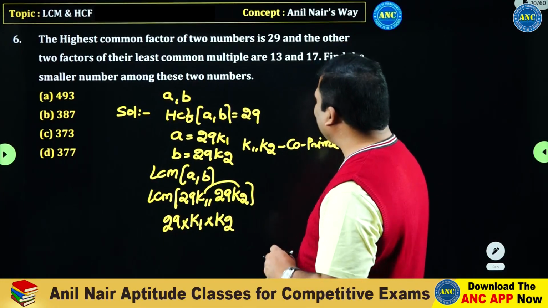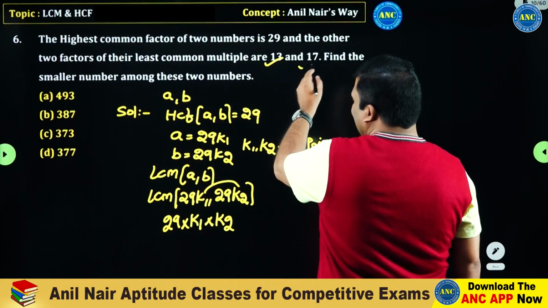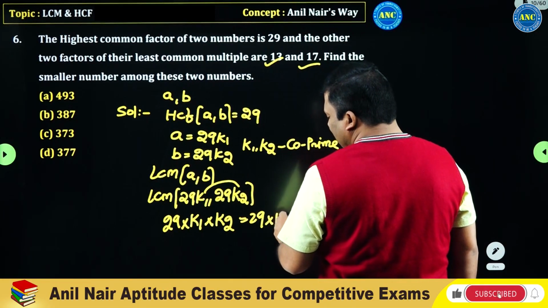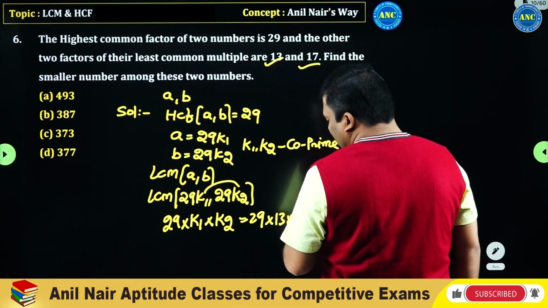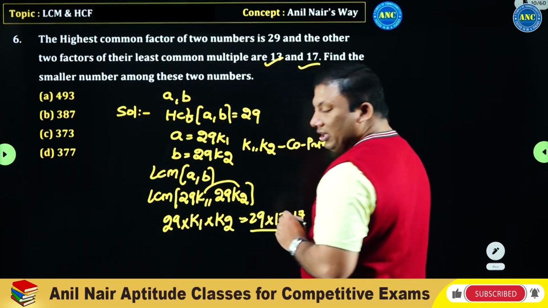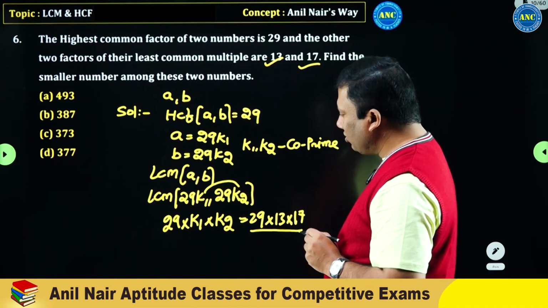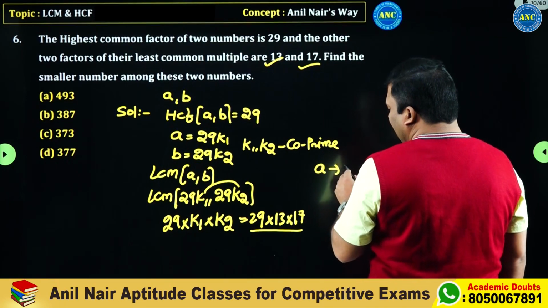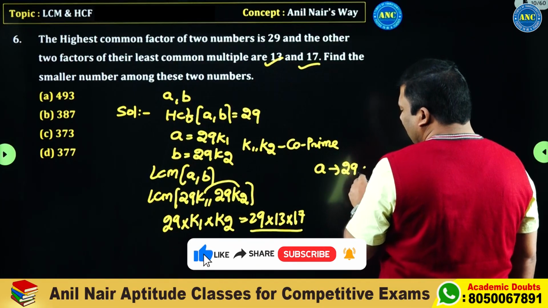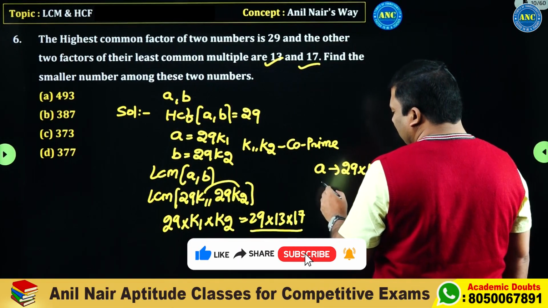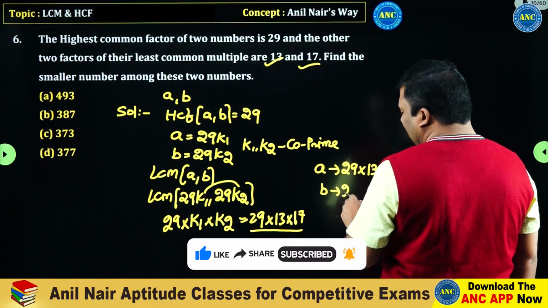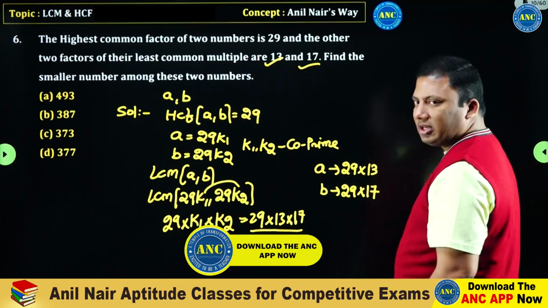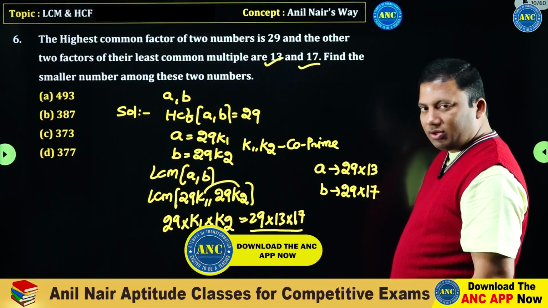What are K1, K2 given? The other two factors are given as 13 and 17. So LCM is 29 into 13 into 17. That means, what will be the smaller number? The smaller number will take the smaller value. A is 29 into 13, B is 29 into 17.